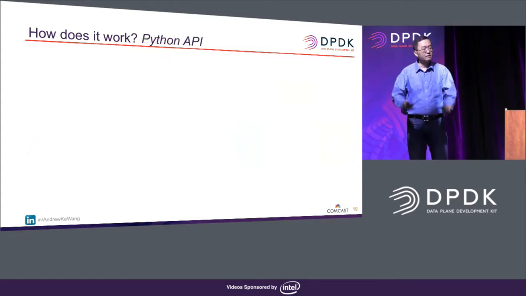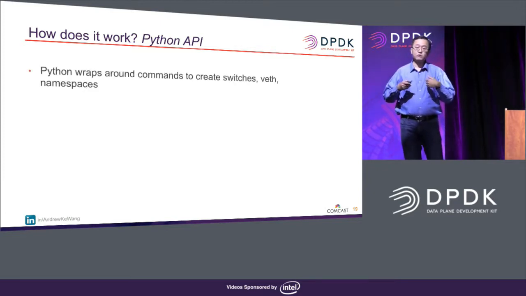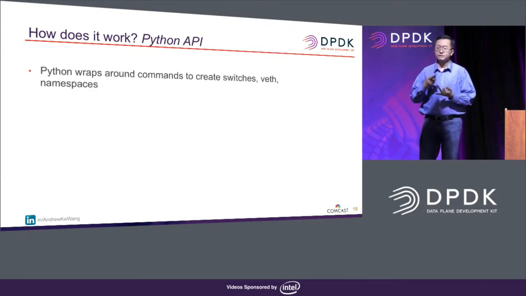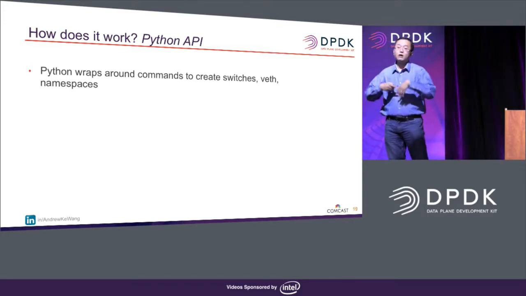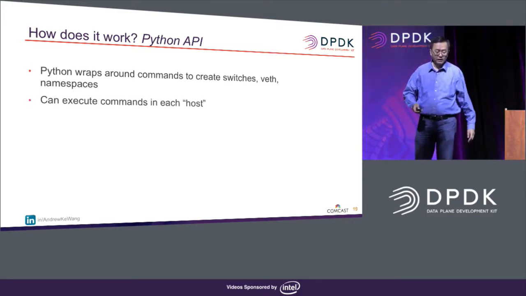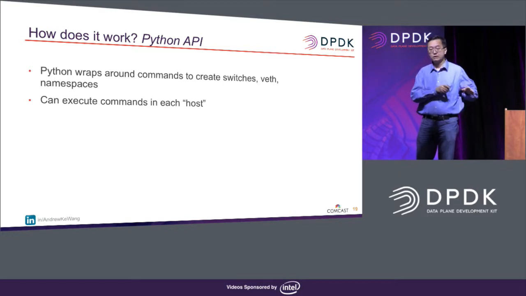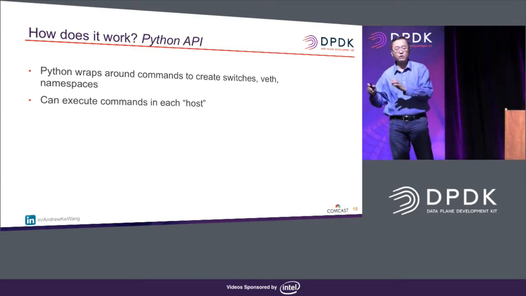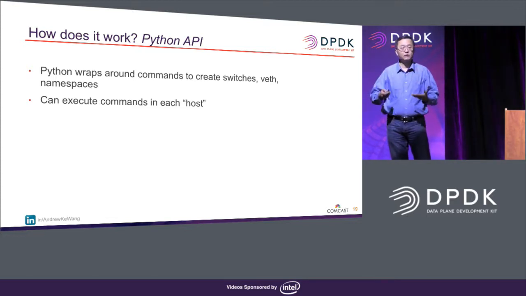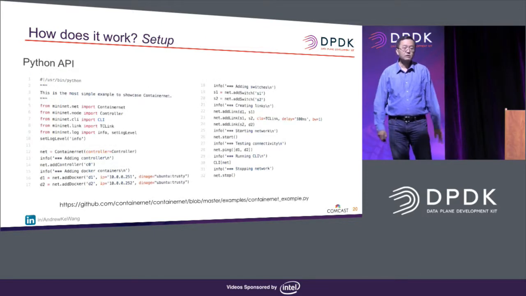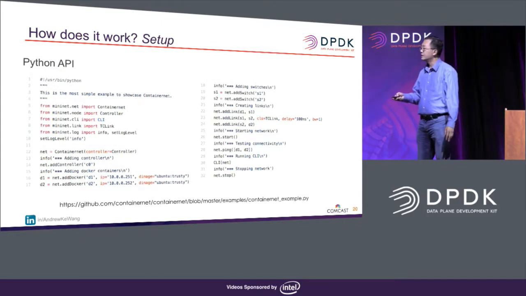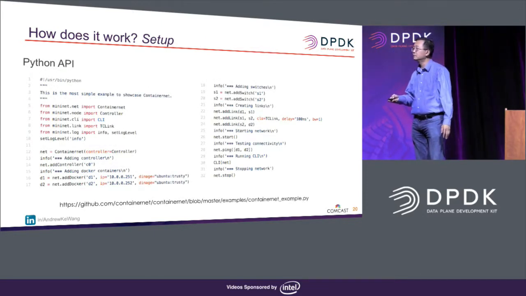And it wraps everything around a Python API for us. So the commands used to create the switch, the veth pairs, namespace, they're all wrapped around Python. And later we'll see that you can actually execute commands in each host. Like you can SSH into a host, like you do to a remote node, but having the advantage of everything being in your laptop. So this is an example that actually is in the Containernet repo, right?